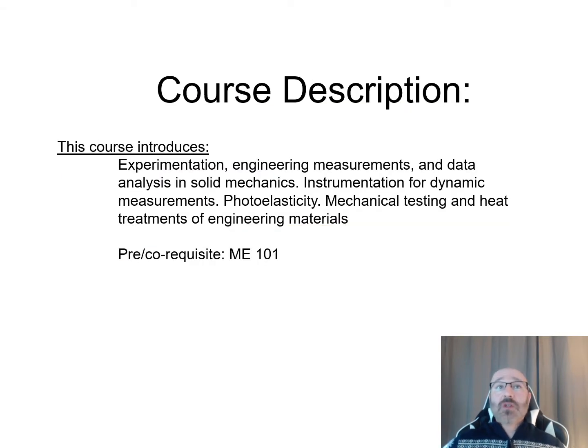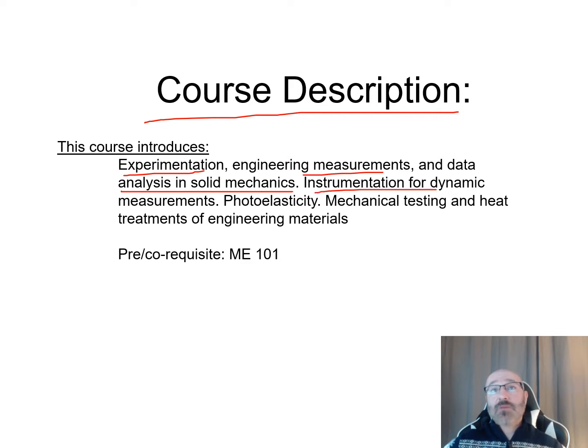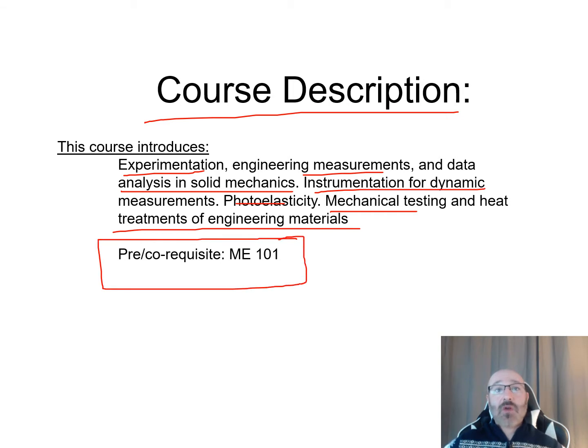So, description of the course. What we're going to do here is introduce experimentation, engineering measurements, data analysis in solid mechanics, instrumentation for dynamic measurements, photoelasticity, mechanical testing, and heat treatments of engineering materials. So this is a rough overview of what we'll be looking at this semester. I'll get into some more details with each of the 6 labs that we'll be performing. The prerequisite and co-requisite for this course is ME 101. We expect that you have this knowledge and these resources as you go back and write up your reports.